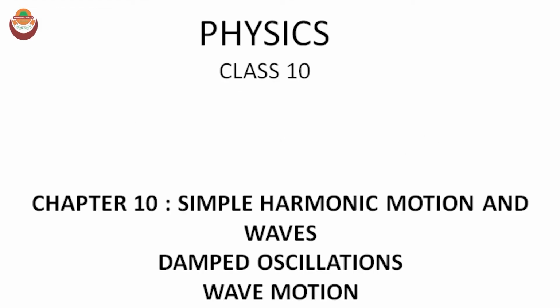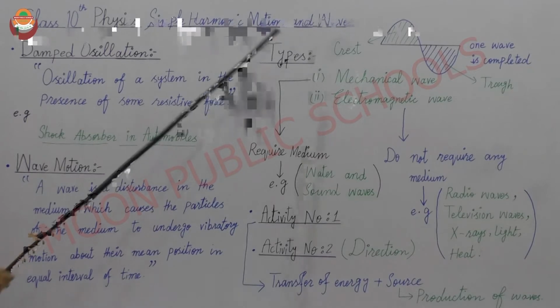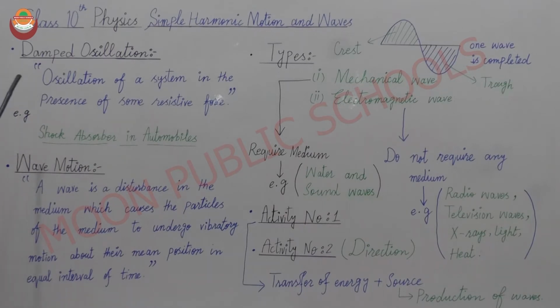Today's topic is class 10th physics, chapter number 10, simple harmonic motion and waves. Today our topic is damped oscillation. The definition of damped oscillation is written here: oscillation of a system in the presence of some resistive force.